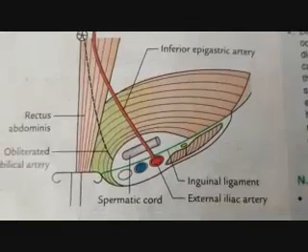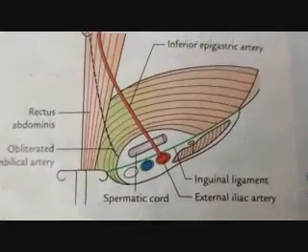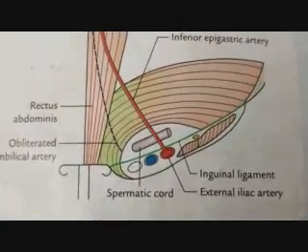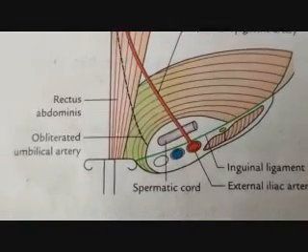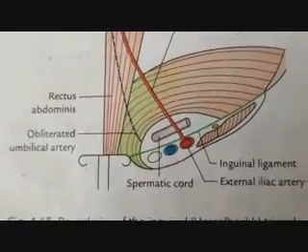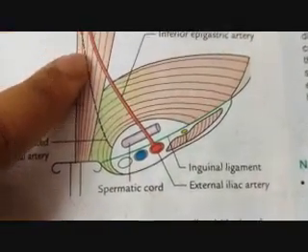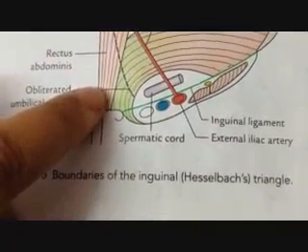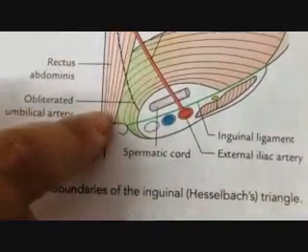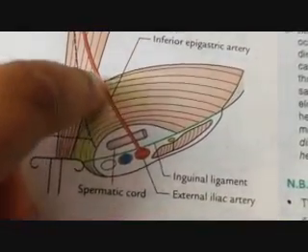Now coming to the inguinal triangle, which is also called Hesselbach's triangle. The inguinal triangle is situated deep to the posterior wall of the inguinal canal. Hence, it is seen on the inner aspect of the lower part of the anterior abdominal wall. The boundaries of the inguinal triangle: the medial border is formed by the lower 5 cm of the lateral border of the rectus abdominis muscle. Coming to the lateral border, it is formed by the inferior epigastric artery.